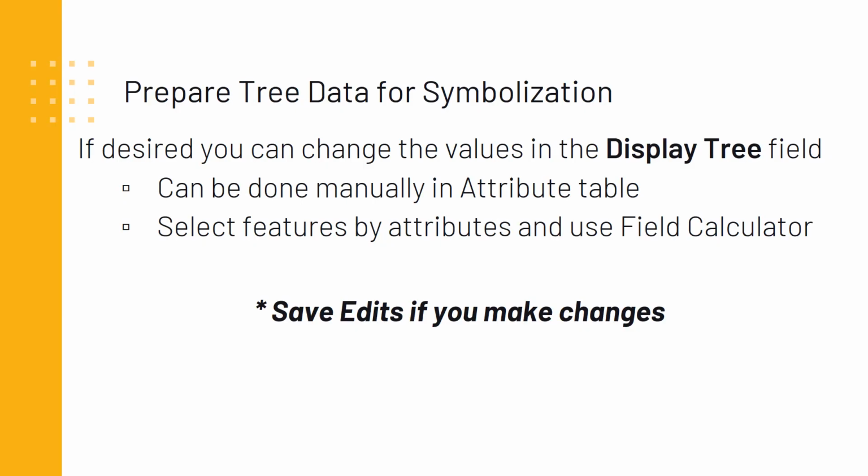If desired, you can change any of the values in the display tree field. It can be done manually by clicking into the attribute table and adjusting the value, or by selecting features by attribute and using the field calculator button. Just remember, you will need to make sure the display tree name is one of the options that are available. You can take a look at that in our script. If you do make any edits, please make sure you save your edits.